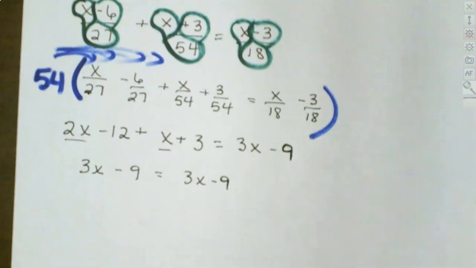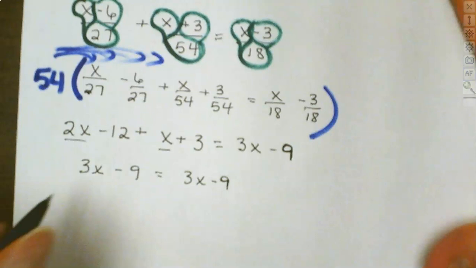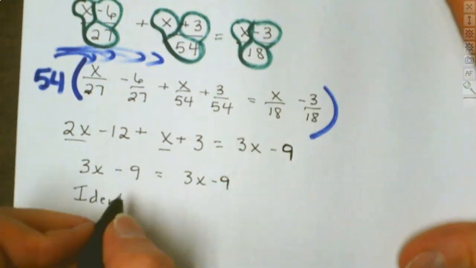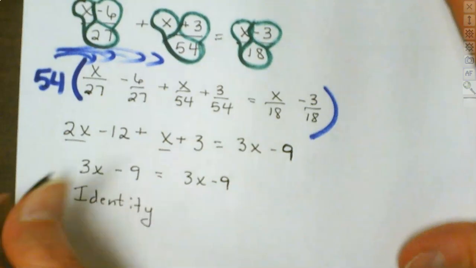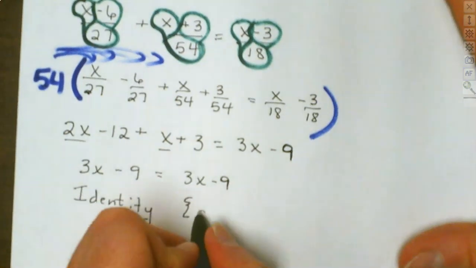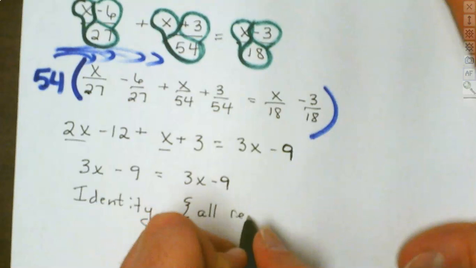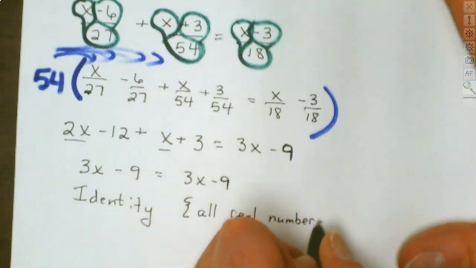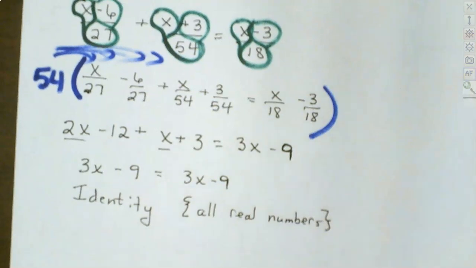Does anyone remember what this would be? Identity. And what's the solution set for an identity? Yep, all real numbers. I'll write that out as all real numbers. And you could use negative to positive infinity. That would be fine as well. But I will just write that out as all real numbers. That way it's consistent with our textbook.